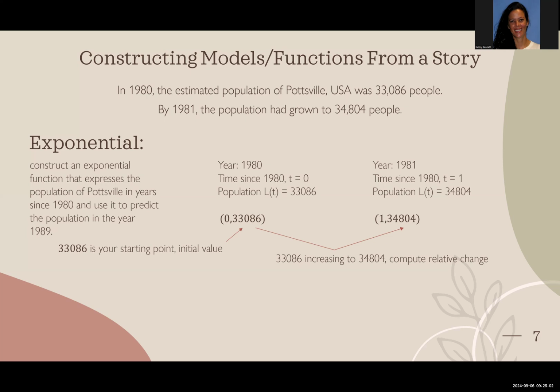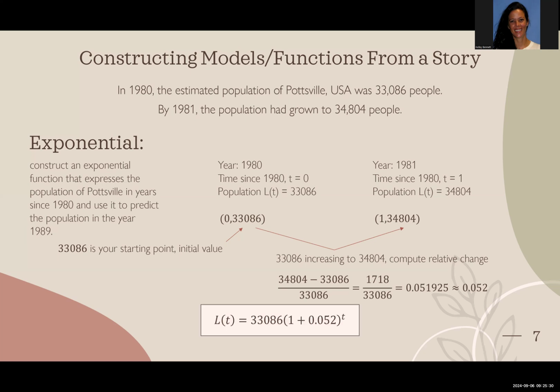And the way we compute our relative change is end minus beginning over beginning. So our total increase was 1,718, and then we divide that by what we started with, and this gives our relative change. So we get 0.051925, etc. And we're just going to round that to 3 decimal places for this problem. So about 0.052, and this is our rate of increase.